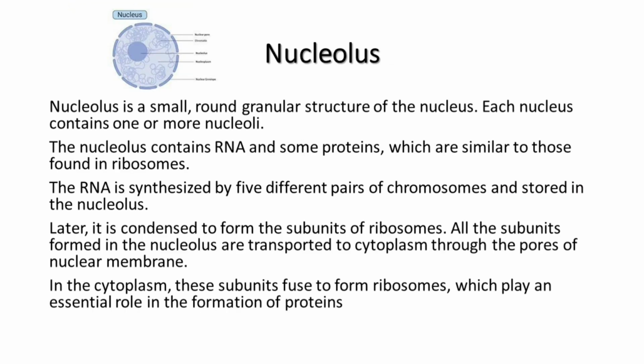Nucleolus. Nucleolus is a small, round granular structure of the nucleus. Each nucleus contains one or more nucleoli. The nucleolus contains RNA and some proteins, which are similar to those found in ribosomes. The RNA is synthesized by 5 different pairs of chromosomes and stored in the nucleolus. Later, it is condensed to form the subunits of ribosomes.